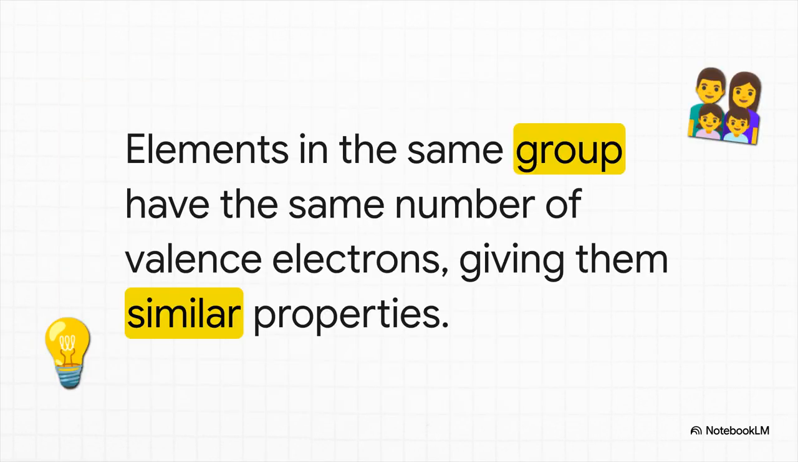And this is the absolute key, the crucial point. Every single element in the same group has the exact same number of valence electrons. That's it. That's the secret. The alkali metals in group 1, they all have 1 valence electron. The halogens in group 17, they all have 7. And it's this shared number that gives them their family resemblance.